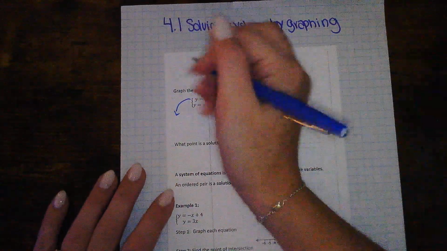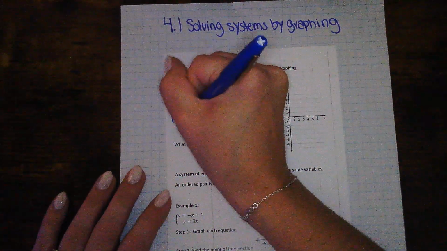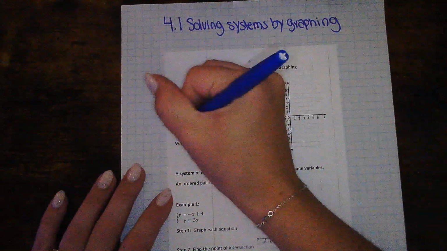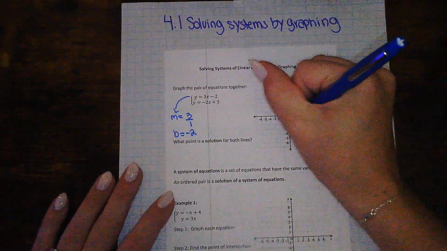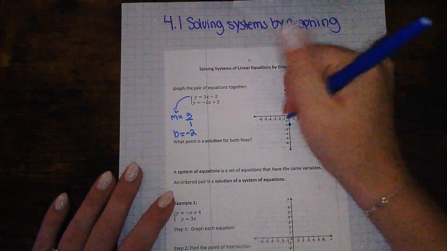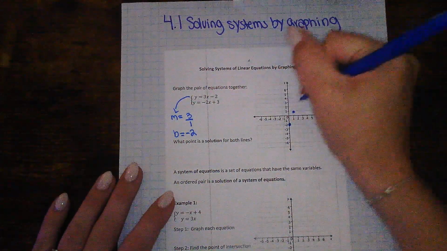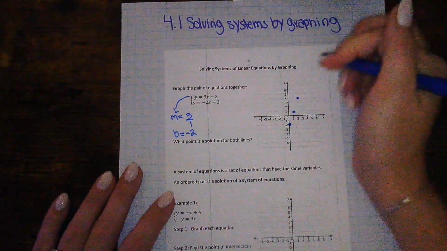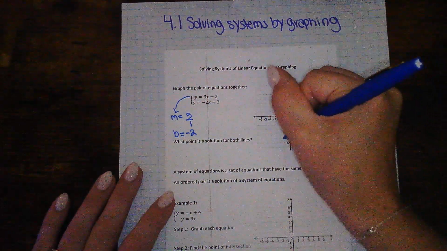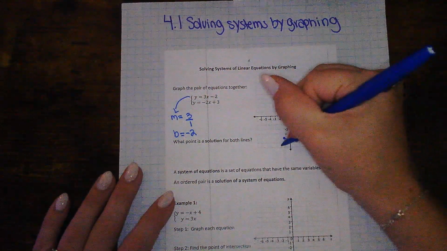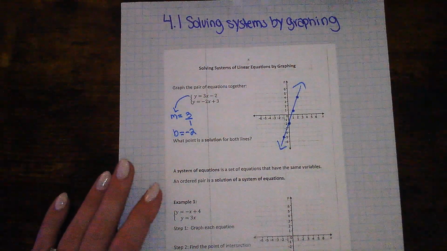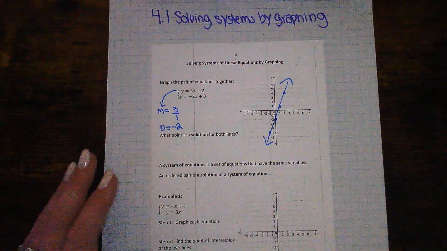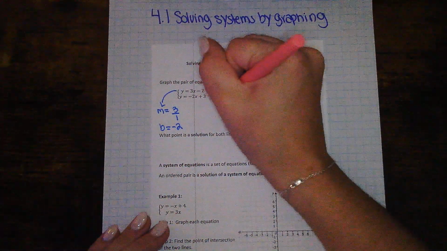So in this equation, my slope is 3, or 3 over 1, and my y-intercept is negative 2. So I'm going to plot my y-intercept, and then go up 3 and right 1, and down 3 and left 1. Next, I'm going to graph the second equation on the same line.